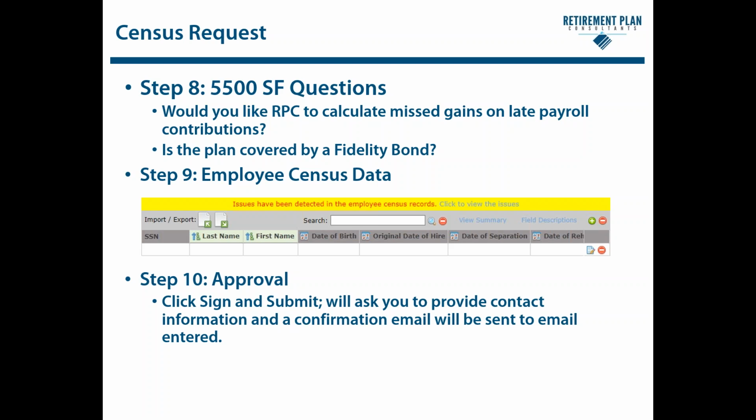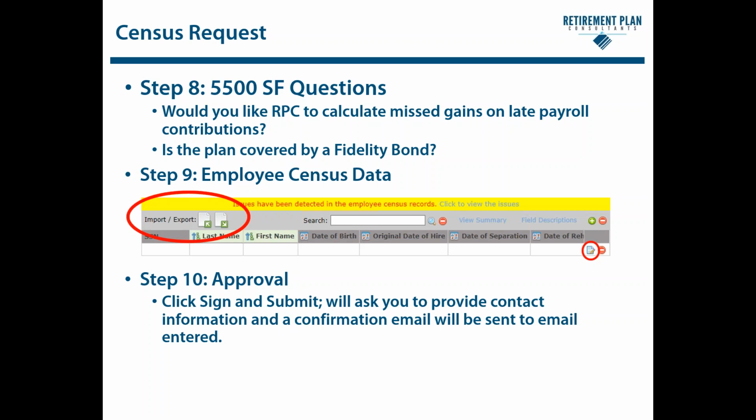Step 9 is the employee census data. This is an Excel spreadsheet that contains information such as date of birth, date of hire, compensation, hours, deferrals for the year, and employer contributions. This spreadsheet can be exported so that you can update the information and then import it back into the system. You can also edit the current information by selecting the Edit button next to the employee you are wanting to update.